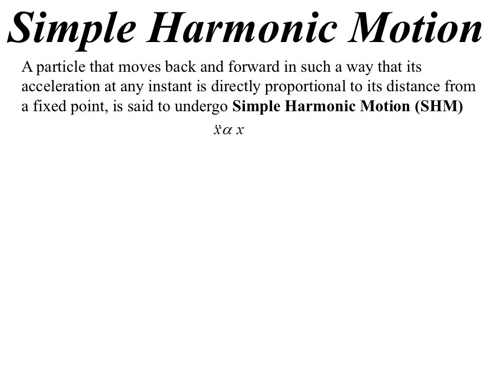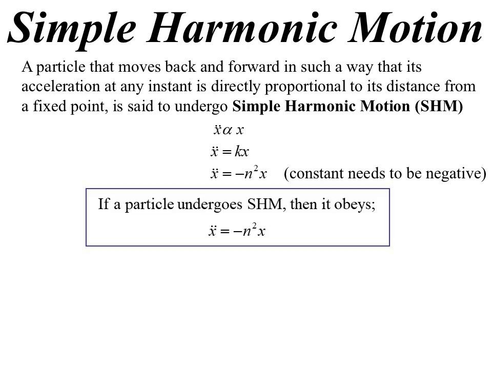Well, if that's true, then it's equal to some constant times the displacement. But we need that constant to be a negative number in order to make the motion work. So rather than saying constant times x, we say minus n squared x, and that makes sure the constant is negative. If a particle undergoes simple harmonic motion, that's the rule it obeys. If we ever have to prove something's in simple harmonic motion, that's what we have to prove: that acceleration is equal to some negative constant times the displacement.